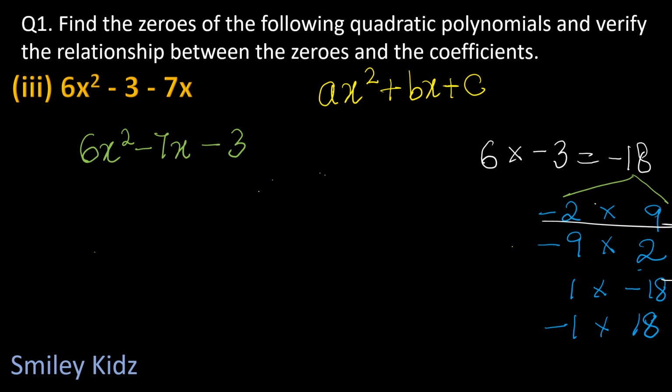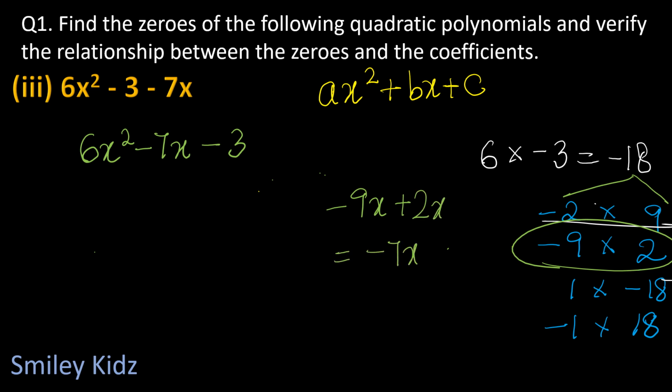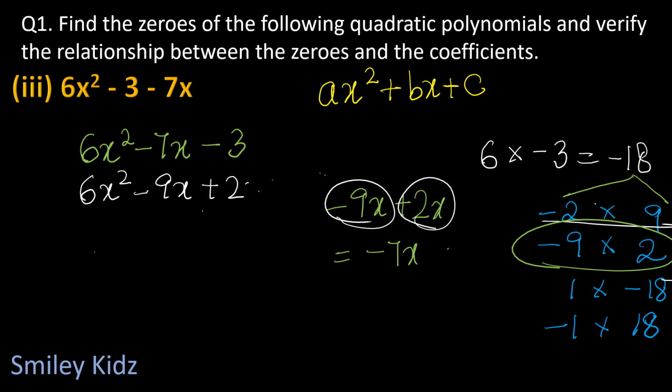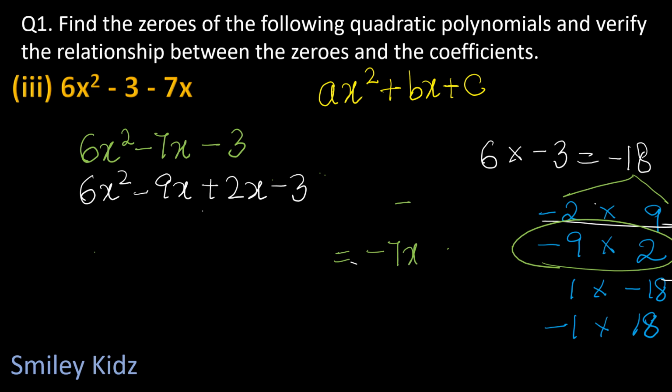So then we're going to see the second one. So minus 9x plus 2x. First we are adding it. So we get minus 7x, which is completely satisfying our splitting the middle term procedure. So I'm going to take out minus 9x and 2x. So it's going to be 6x square minus 9x plus 2x minus 3. And now I hope we can take something common and we can find out the zeros.